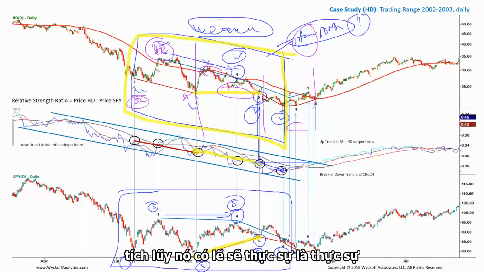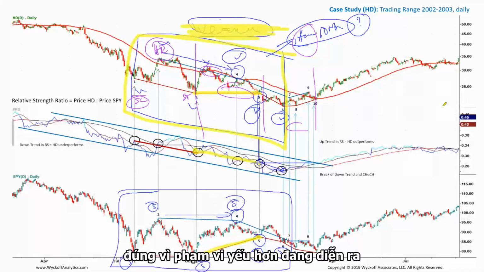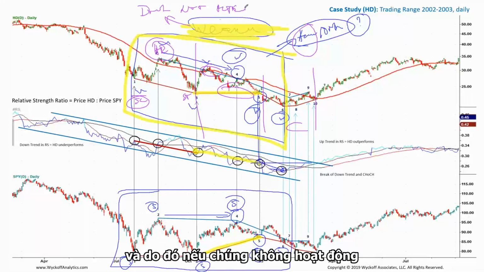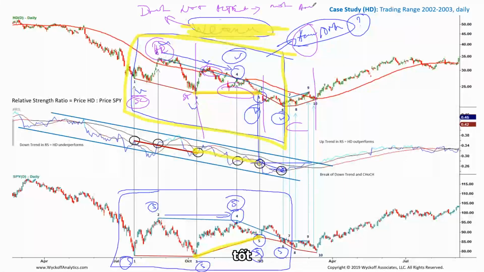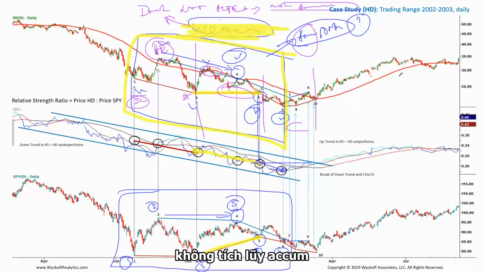Well, obviously we know that this was an accumulation. It probably would be really hard to define that at point number 6. Why? Well, because of the whole weakness that we're seeing in this range. Because the weaker range is going to suggest that institutions are not doing anything, not active. And therefore, if they are not active, then they are not accumulating. Well, how would the price then go up if they are not accumulating? Well, in some instances, that accumulation will start a little bit later.